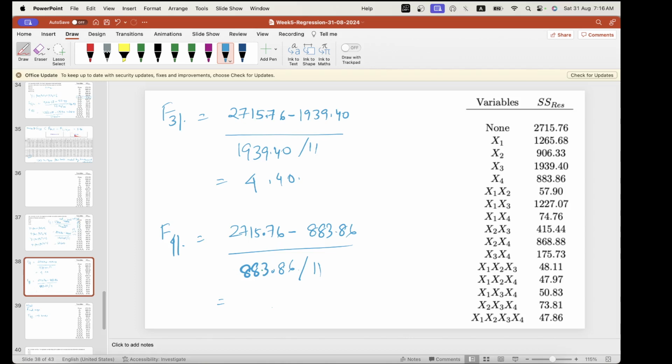Okay, and this one will be 2715.76 minus 883.86 into 11 divided by 883.86. So this would be 2715.76 minus 883.86 into 11, divided by 883.86. This would be 22.80.